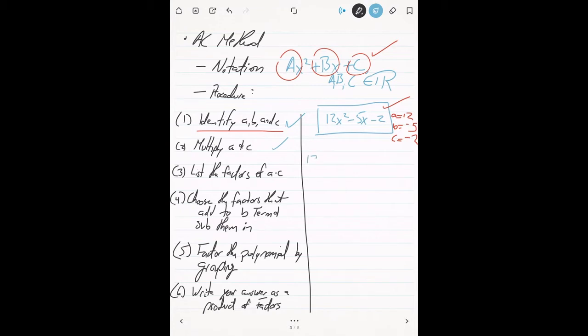So I'm going to take a, which is 12, and multiply that by c, which is -2, and we get -24. Okay? Our next step says, list the factors of what you got when you multiplied. So a times c is -24, so let's list the factors of -24, the numbers that multiply to get us this. Now, when I list factors, I try to do it in a very organized way. I start with the initial factors and then work my way up.